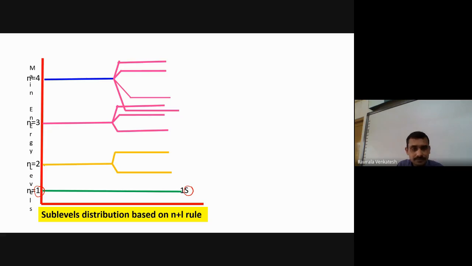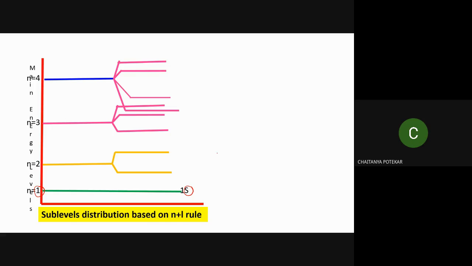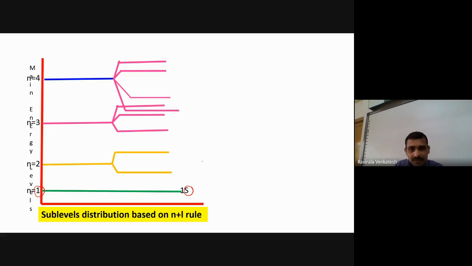Anybody? s and p. What are the l values? For n equal to 2, l is equal to 0, 1. For n equal to 1, l is equal to only 0. Now tell me which orbitals are present here. 2s and 2p. Yes, very good. 2s and 2p orbitals.